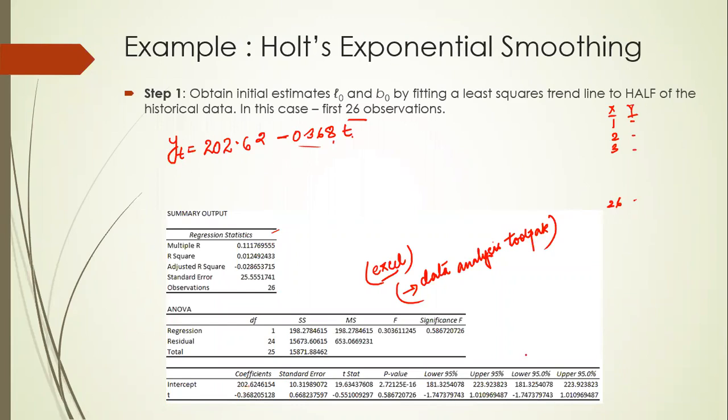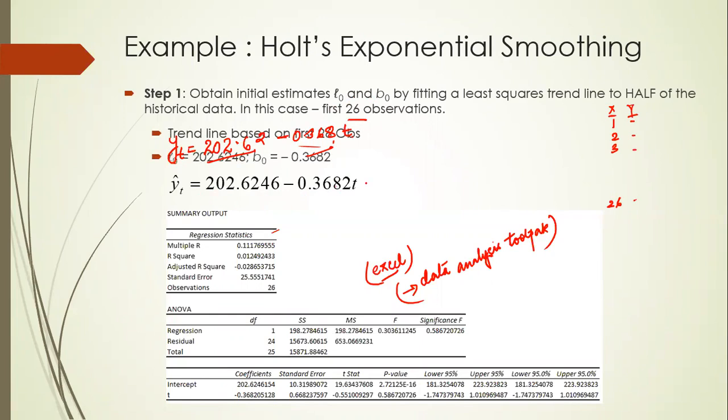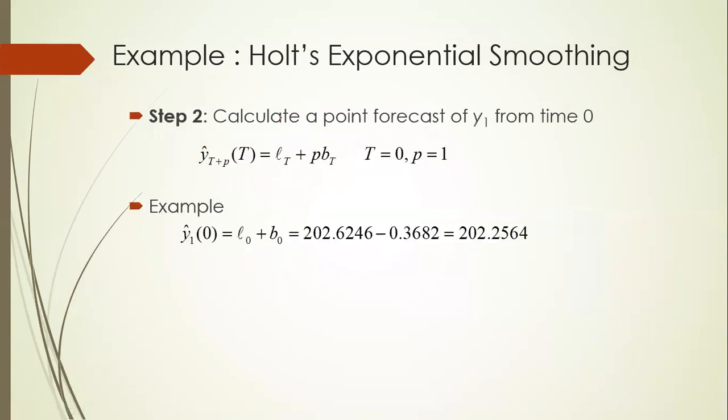Okay, now let's see how do we utilize this. Now, what do we know from L0, B0 perspective? L0 is this one, and then B0 is this one. 0.368 is B0 and L0 is 202.62. Okay, so we have this equation coming up. Calculate a point forecast of Y1 from time t equal to 0. So how do we go about it?